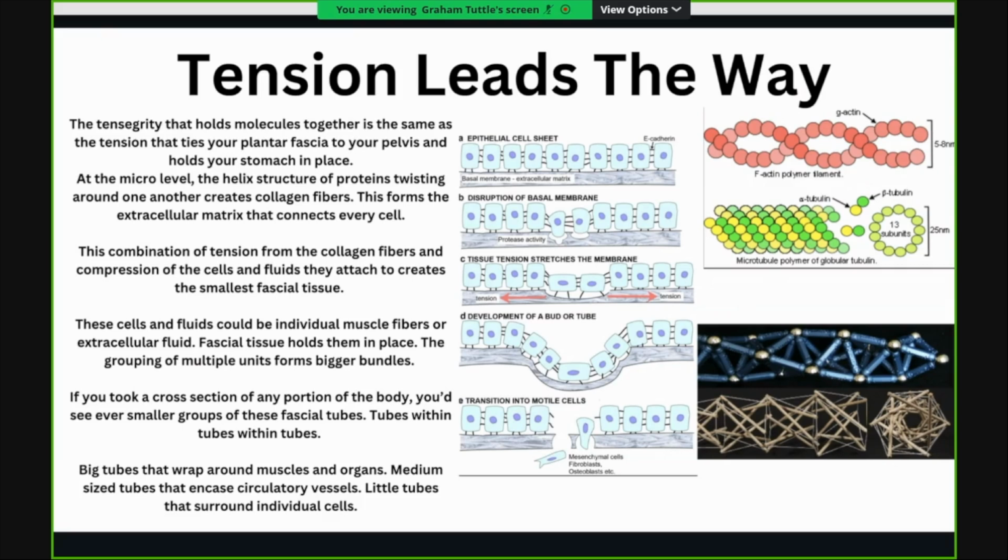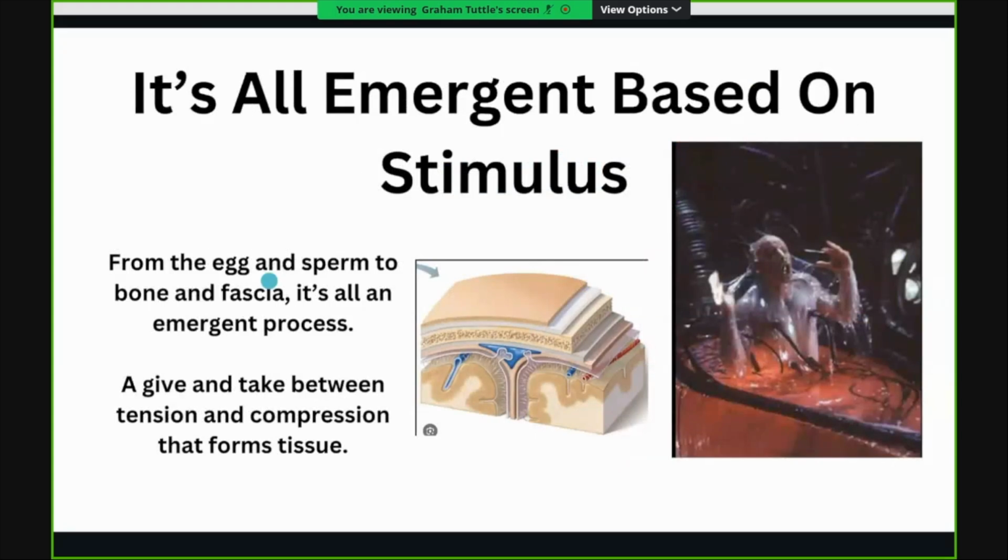Big tubes wrap around muscles and organs, medium tubes wrap around or encase circulatory vessels, and little tubes surround individual cells. So what you get is that it is all emergent based on stimulus.